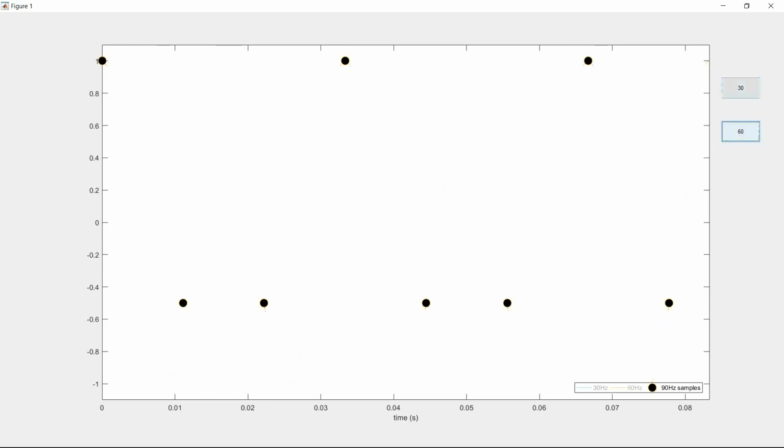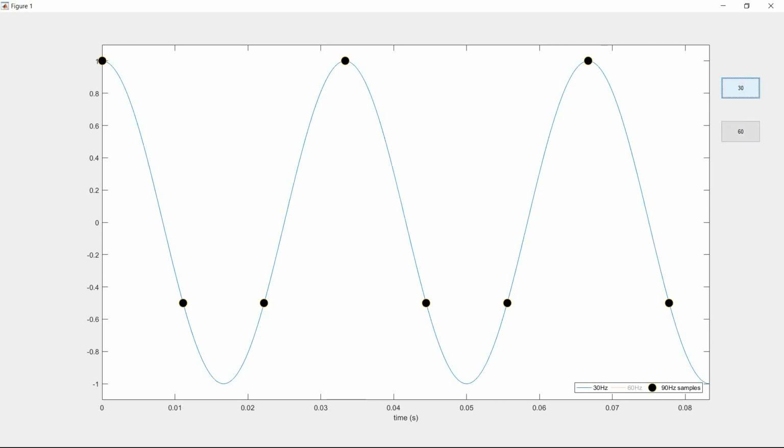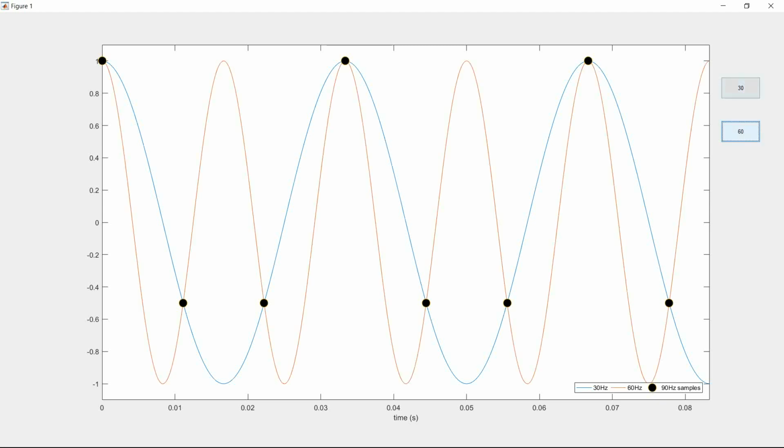If all I did was show you those samples and say rebuild me the cosine that these came from, the most logical mathematical answer would be the 30 Hertz signal. There would be in fact no way of knowing that what I had meant was the 60 Hertz signal. And the reason for that is because I didn't take enough samples. If I want to be able to accurately reconstruct the 60 Hertz signal, I need to take more samples. Knowing how many samples to take will be the subject of the next video.